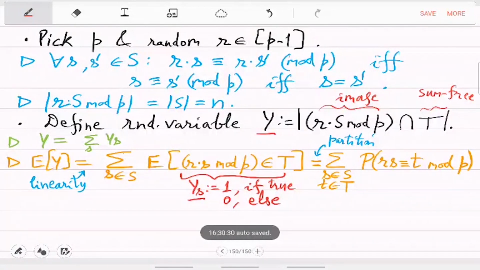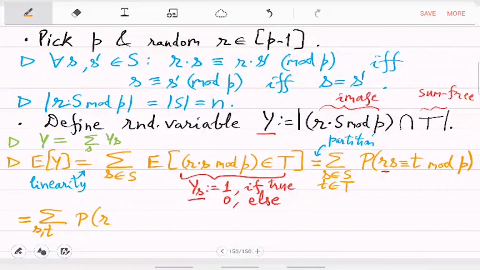Note that in this event everything is fixed: S is fixed, T is fixed, P is fixed. It is only R that the probability is over, right. R is this random choice which was made. So let's work with that. So this is equal to the sum, of course, then the sum over the probability that R is T by S mod P.